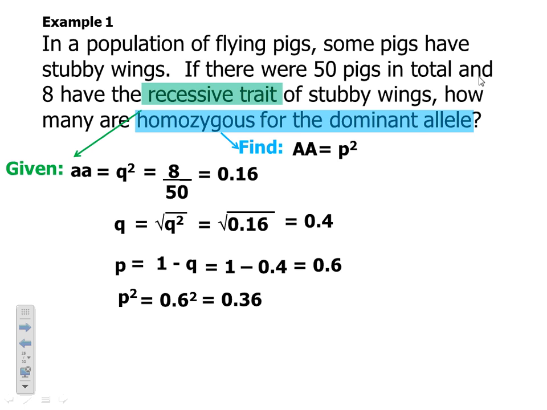If there were 50 pigs in total and 8 have the recessive trait of stubby wings, how many are homozygous for the dominant allele? So we have found a frequency. Now we're going to multiply that frequency by the total number of pigs in the population to get our final answer. 18 pigs are homozygous for the dominant allele.